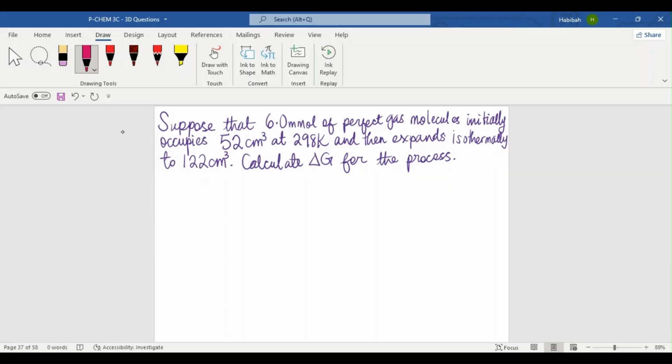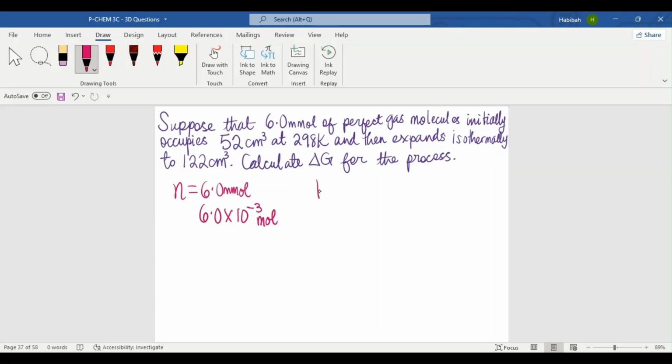So of course, because we are dealing with a science-based question or chemistry question, we're going to first of all write out all the parameters that we're given in order for us to determine what to do. So we're told the number of moles is just simply 6.0 millimole, or let's just say 6.0 times 10 raised to the power negative 3 mole of perfect gas molecules, initially occupies 52 centimeter cubed at 298 Kelvin.